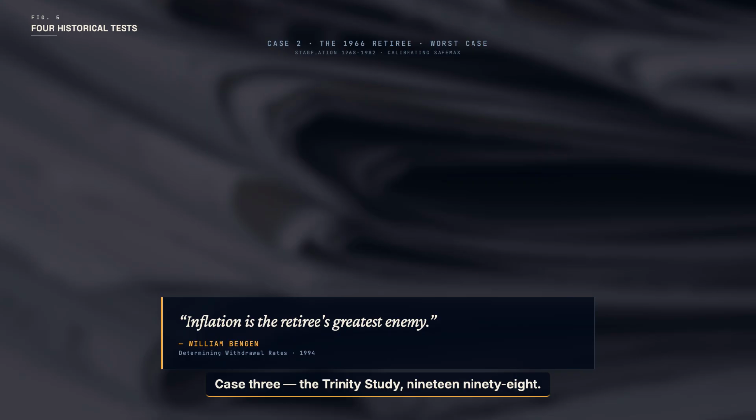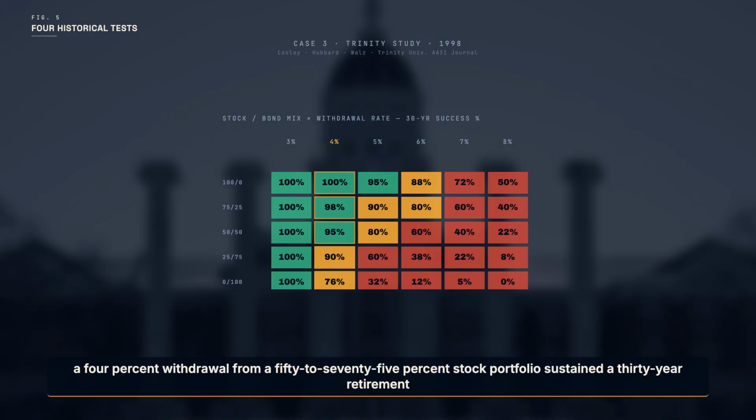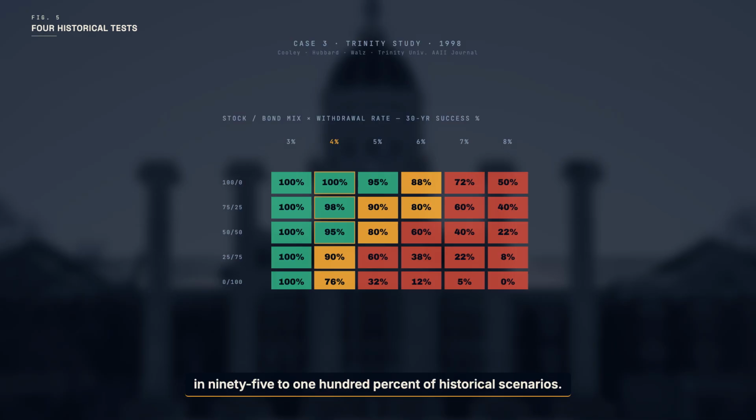Case 3, the Trinity Study, 1998. Three professors at Trinity University in Texas, Philip Cooley, Carl Hubbard, and Daniel Walz, replicated Bengen's work with a wider testbed. Five different portfolio mixes, withdrawal rates from 3% to 12%, horizons from 15 to 30 years. Their finding, published in February 1998: a 4% withdrawal from a 50 to 75% stock portfolio sustained a 30-year retirement in 95 to 100% of historical scenarios. Independent replication. Same conclusion.